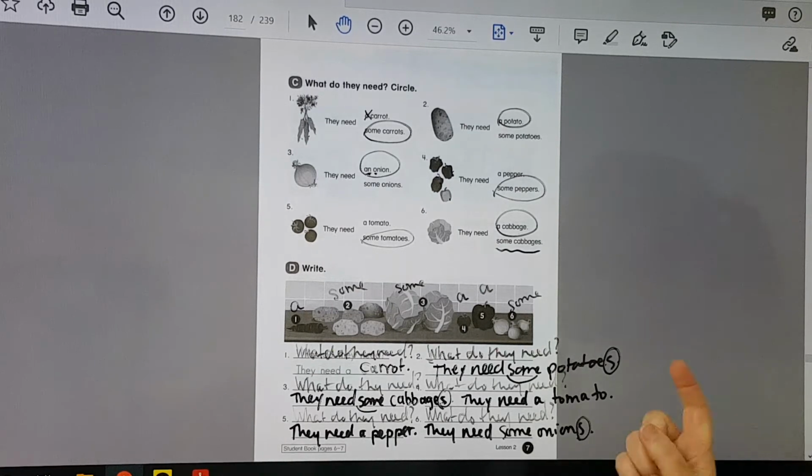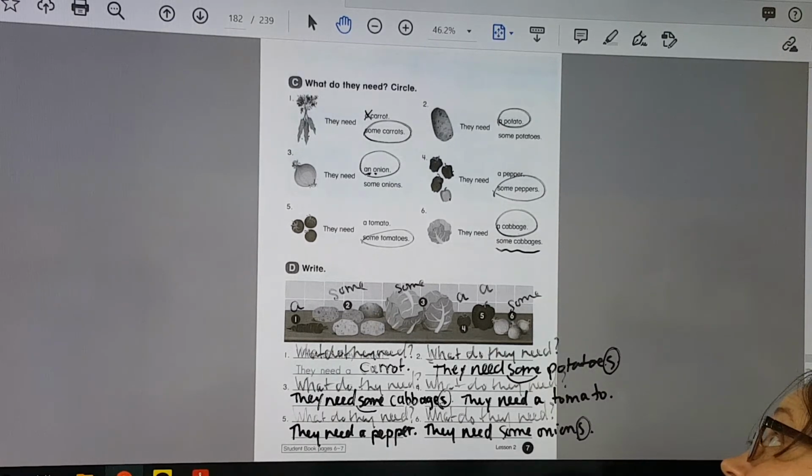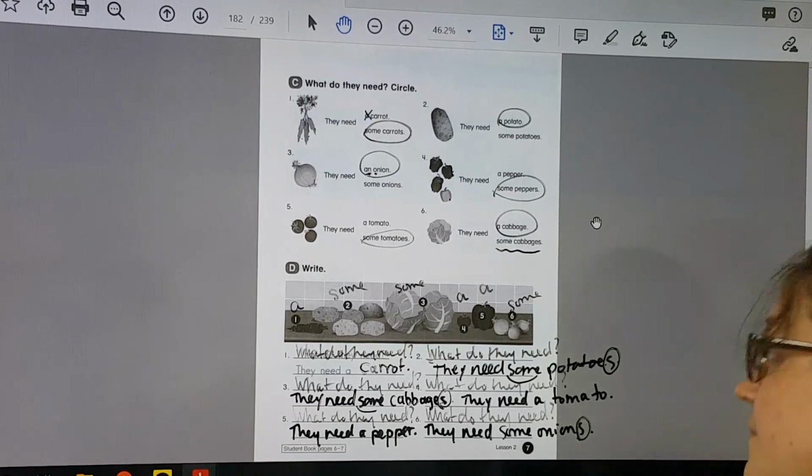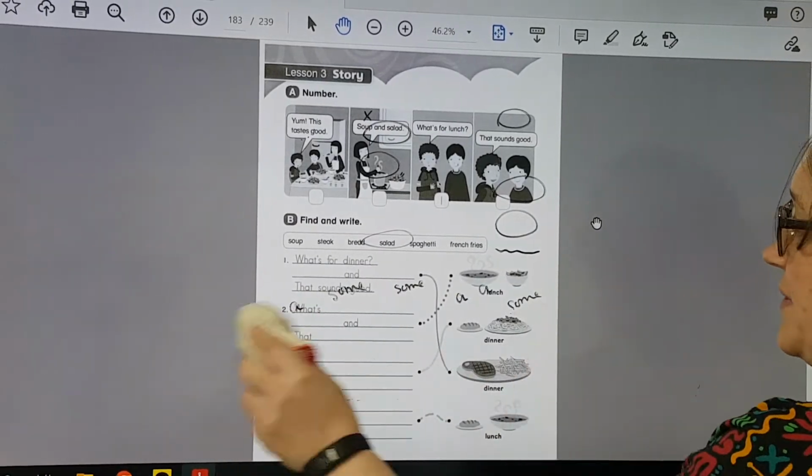Okay, when you're done with that page, let's go to the next page. Page 8. Let me find it. All right. So page 8 goes along with the story that we read.